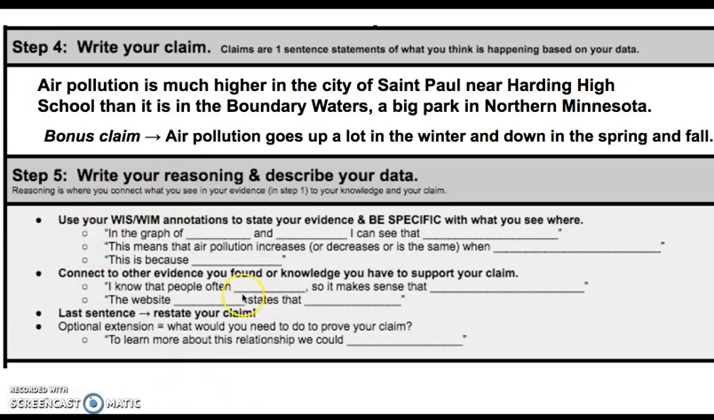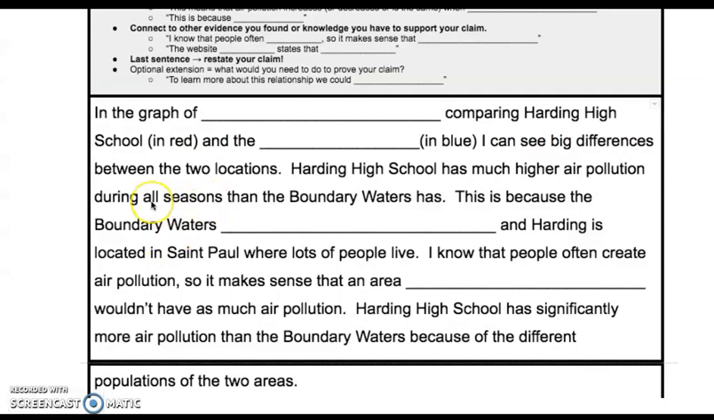And we're going to then write down our reasoning and describe how our evidence supports this claim. That's step 5 here. And I have a variety of sentence frames, some of which we're going to use in our reasoning evidence paragraph right here. So we start out by describing our data. So I'm going to say what our data is. In the graph of, you can look back and see what the title of the graph is. It's PM 2.5 across seasons in 2019, comparing Harding High School in red and the Boundary Waters in blue.